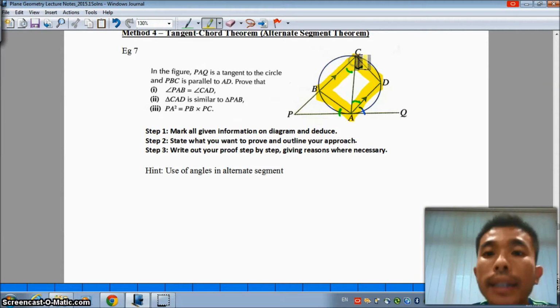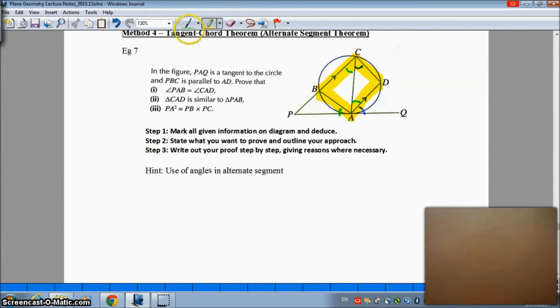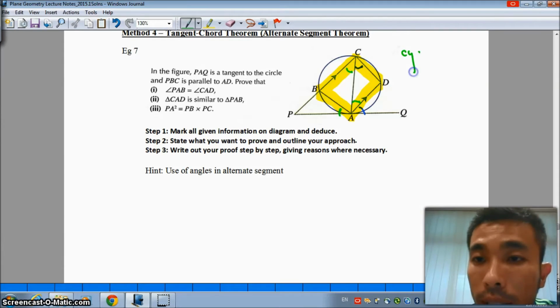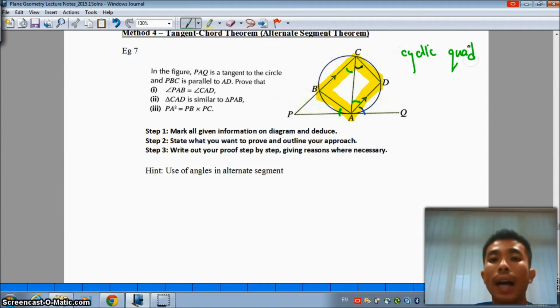And last but not least, please take note, there is a very useful cyclic chord. See if you need to make use of the cyclic chord later. So I'm going to just write down by the side, I may need to use my cyclic chord later. These are all useful information, so let us get started.